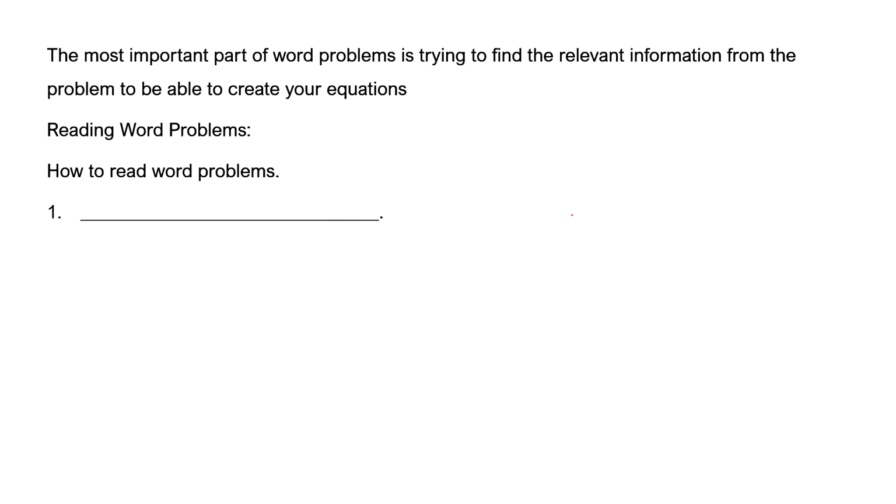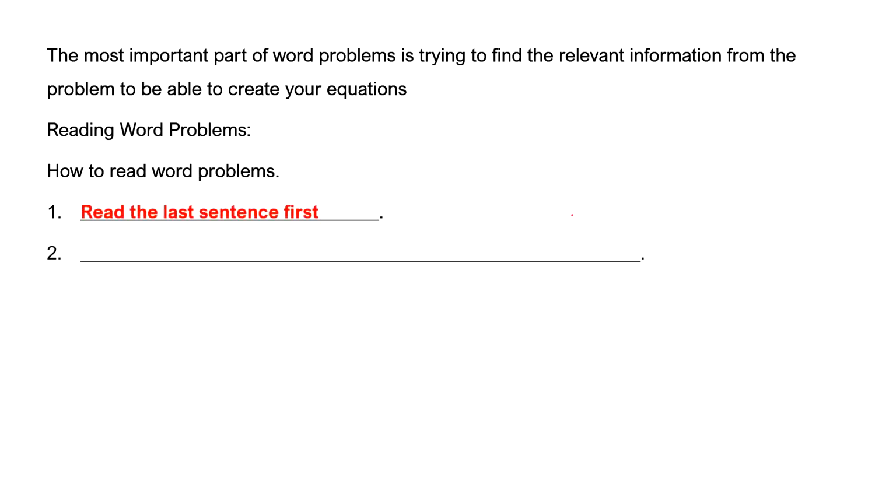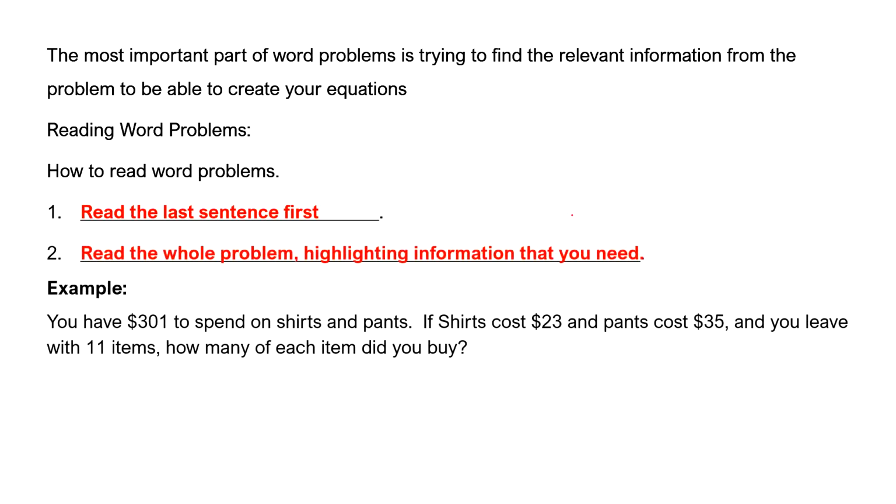So let's get started. The most important part of the word problems is to read the word problem and pull the information out that's going to help us solve the equation. There are really two steps that I talk about when I do it the way I do it. When you're reading the word problems, I read the last sentence first. Usually the last sentence is what tells you what you're looking to find, which will help you define the variable when you get into solving the word problems. Then I go back and read the whole problem, highlighting any information I need.